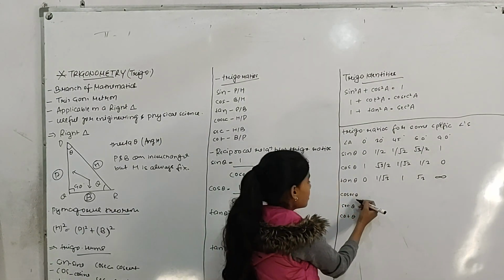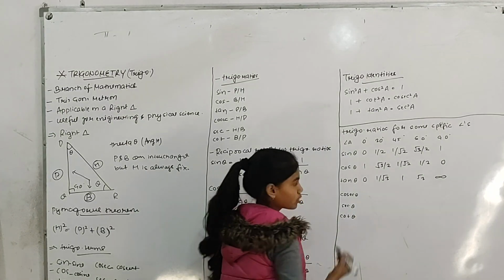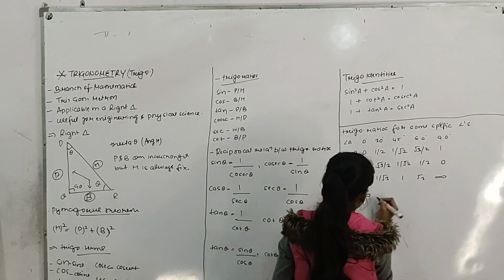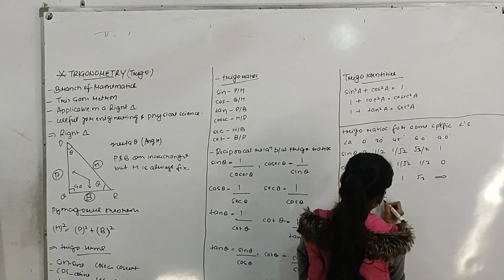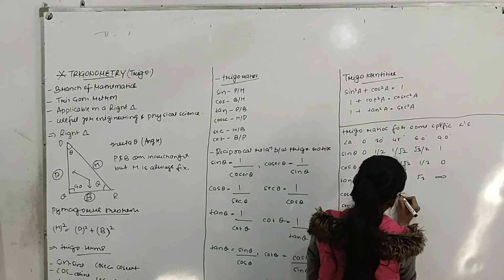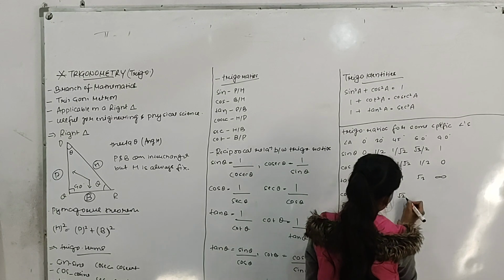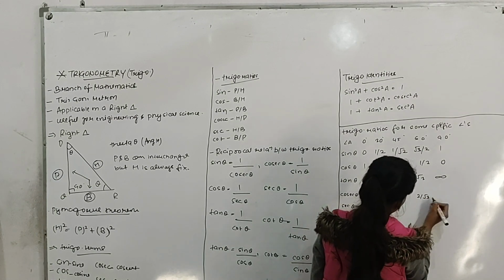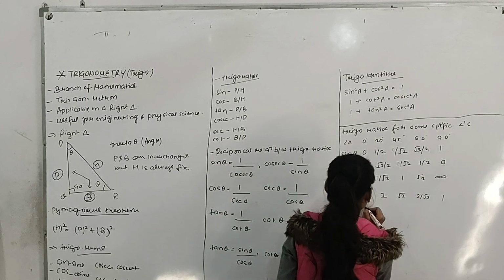Now cosec theta, we know that cosec theta is the opposite term of sin theta. So the reciprocal of 0 is not defined. The reciprocal of 1 upon 2 is 2. Similarly, the reciprocal of 1 upon root 2 is root 2, then 2 upon root 3 and 1.